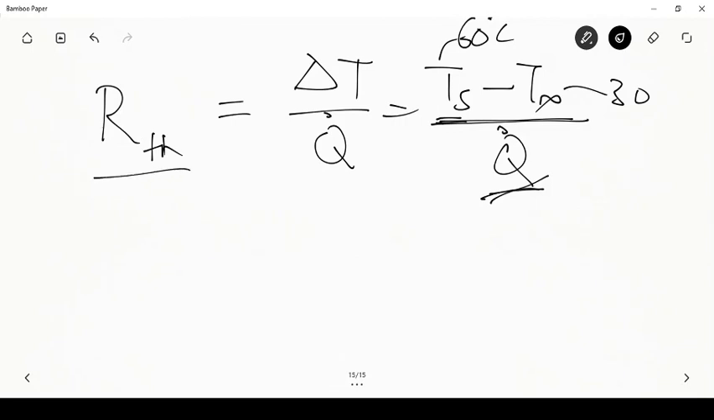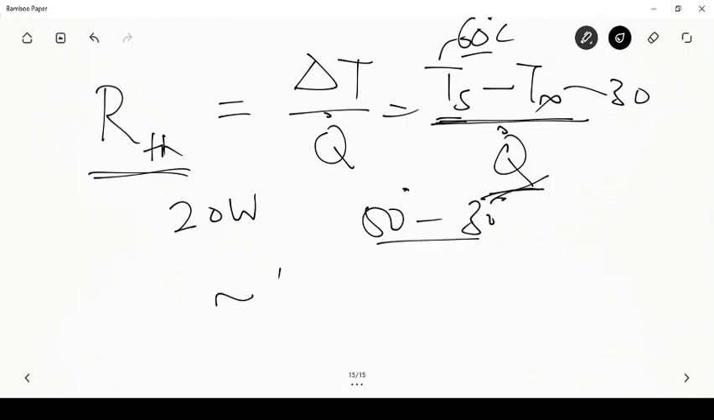But this R_th is more commonly used for heat sinks. If you have a chip that needs to dissipate, let us say, 20 watts, and the upper limit of its temperature is, let us say, 50 degrees Celsius, and the ambient temperature is 30 degrees Celsius, then it is 20 by 20, which is approximately 1 degree Celsius per watt. This is the unit for the thermal resistance that we look at.